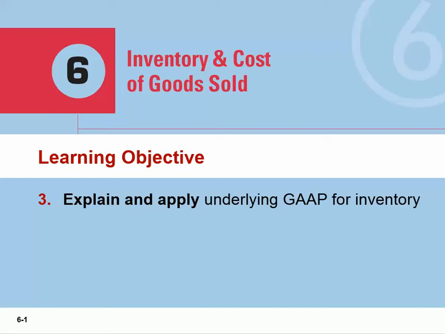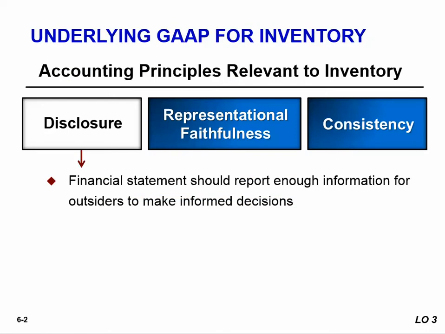I'm going to be walking through how to do short exercise 6-5, but before I do that, I want to hit on a couple principles that you should read about in your book, but I want to call special attention to them. First of all, when we talk about the underlying generally accepted accounting principles for inventory, one thing we're talking about is disclosure. The disclosure principle means that a company's financial statements should report enough information for outsiders to make informed decisions about the company. So that's one accounting principle that is relevant to inventory.